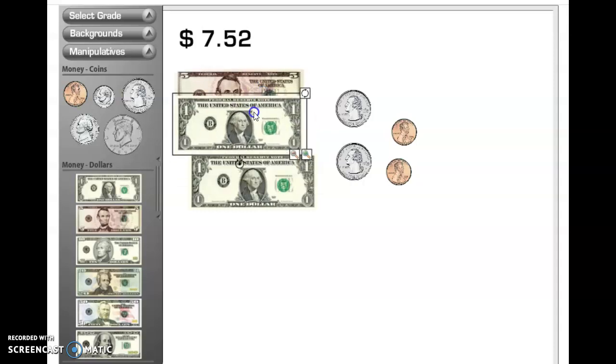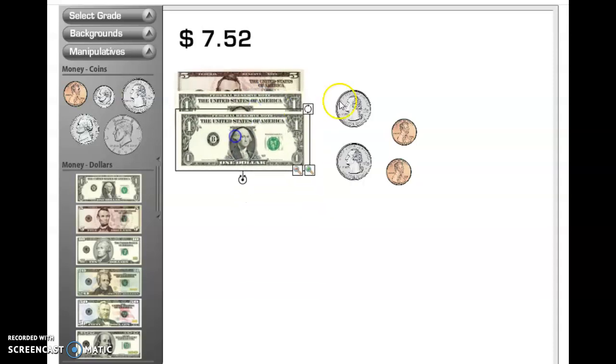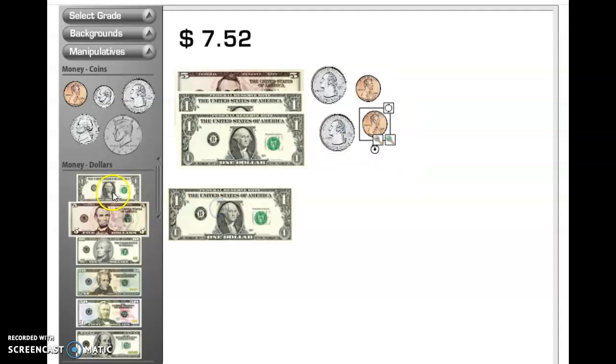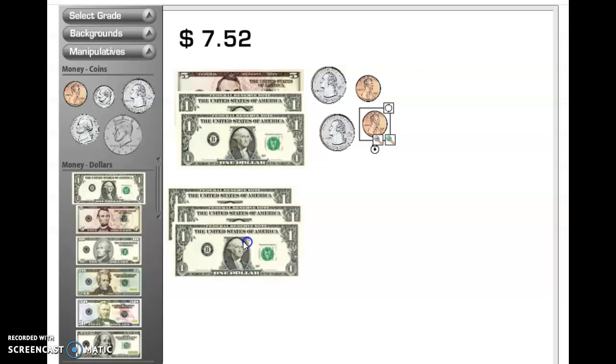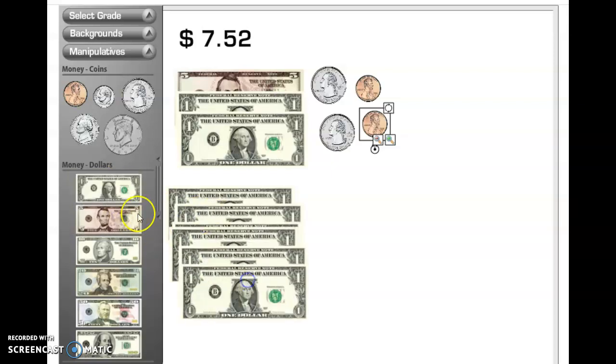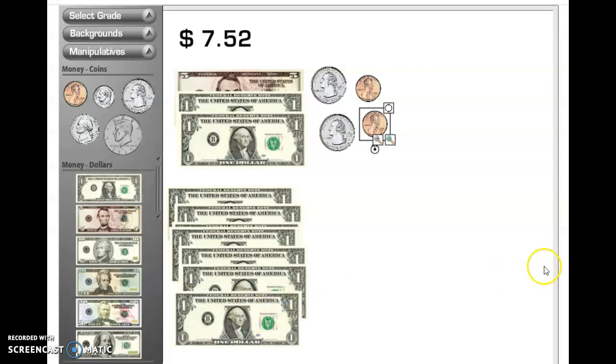But you could also, instead of creating your $7 with your $5 bill and your 2 ones, you could do 7 ones. 3, 4, 5, 6, 7. That is still $7. This amount of money here, even though it's in all ones, is the same amount of money as it is with a $5 bill and 2 $1 bills.